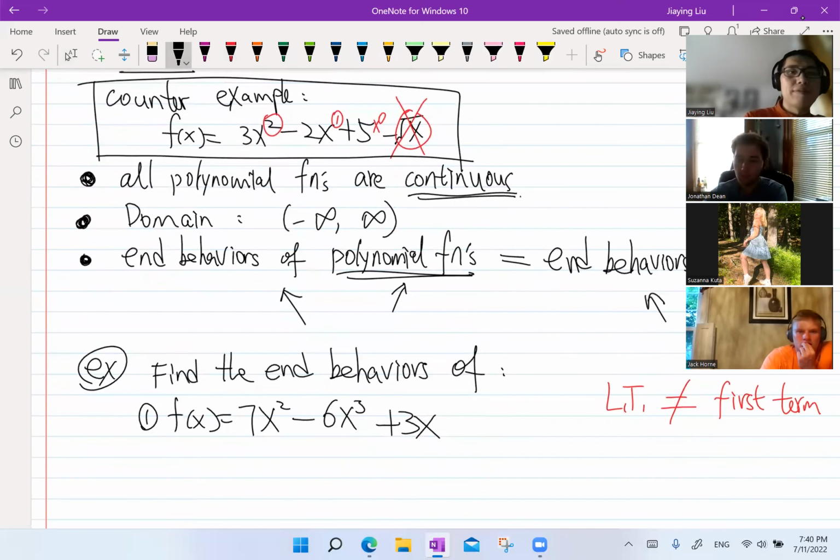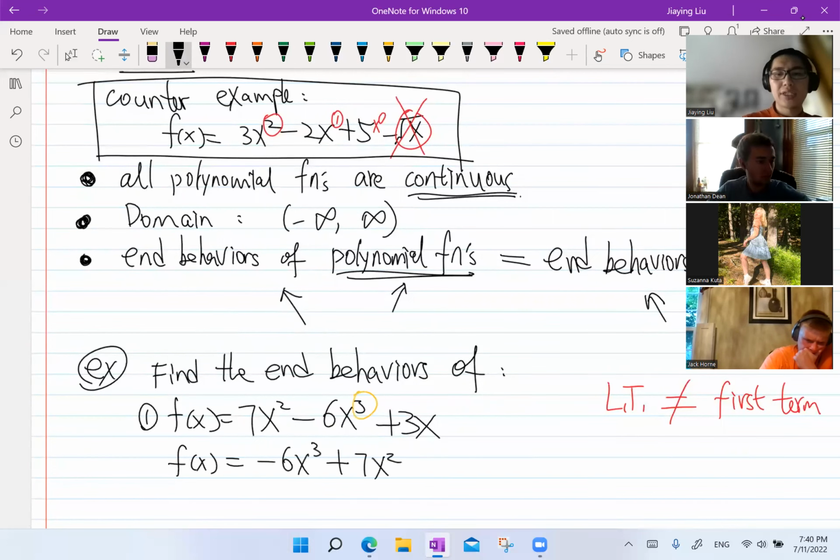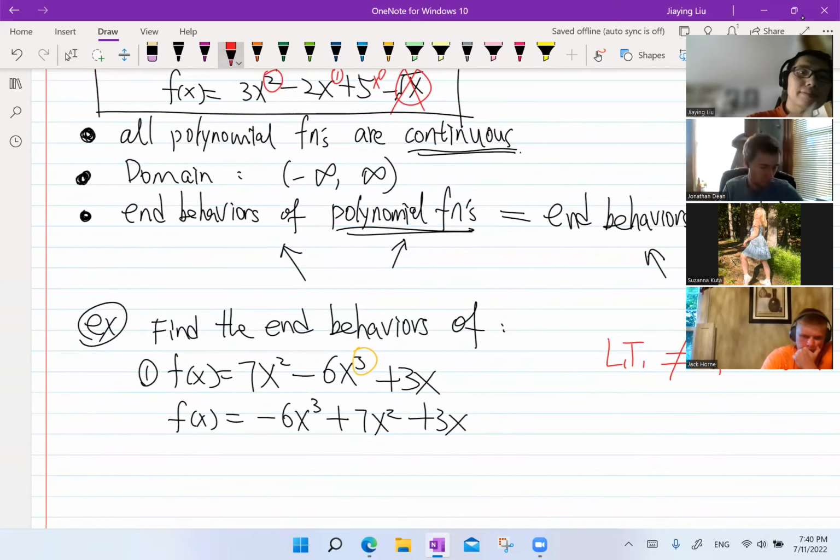So be careful. Let's rewrite this. f of x equals, the term with the highest degree goes first. That's the highest exponent goes first, so that's the highest exponent, 3. So let's put negative 6x cubed first. And then the one with the next exponent, 2, goes next, so 7x squared goes next. And then 3x stays at the end. So that's the first thing we want to pay attention to when we're looking for the leading term.